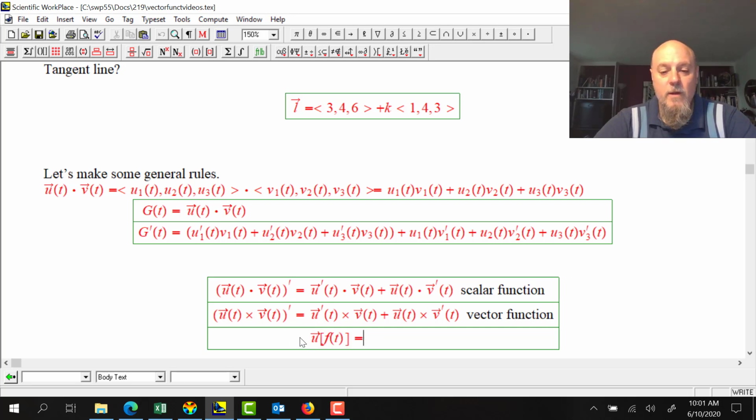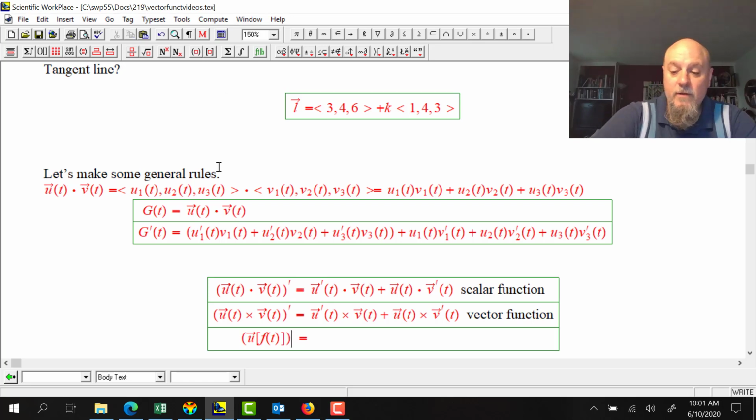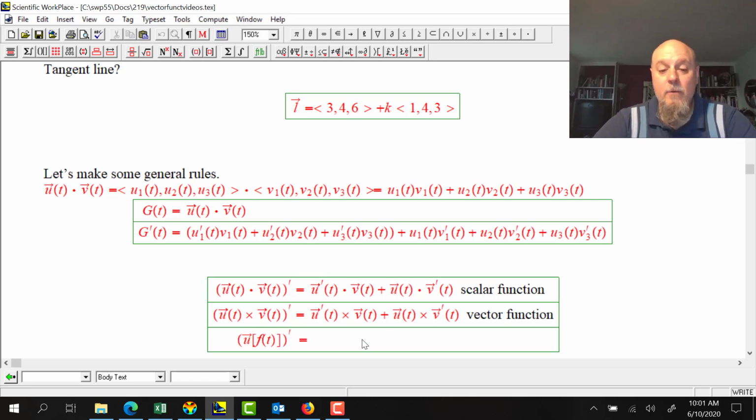So if I'm differentiating this, taking the derivative of the whole thing, if it was chain rule, I would take the derivative of the outside, leave the middle alone, multiply by the derivative of the inside function. And that's how it works.